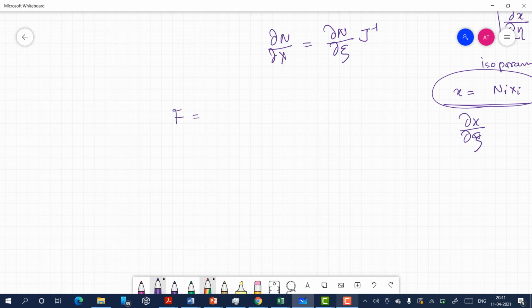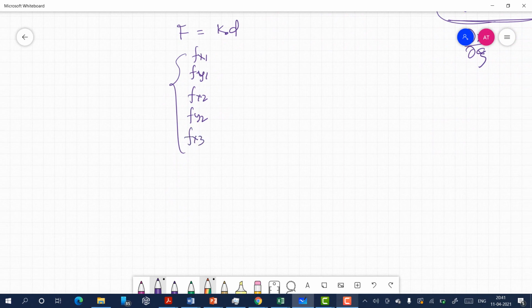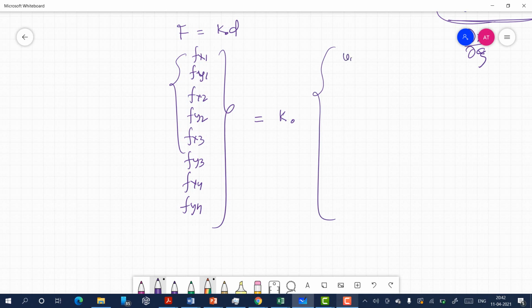So we have to write this equation, F is equal to stiffness matrix into the nodal values of the displacement. Okay. So F, we will have 8 values here also. So we will have Fx1, Fy1, Fx2, Fy2, Fx3, Fy3, Fx4, and Fy4. So we will have this is equal to stiffness matrix into D, which is U1, V1, U2, V2, and U4, V4.